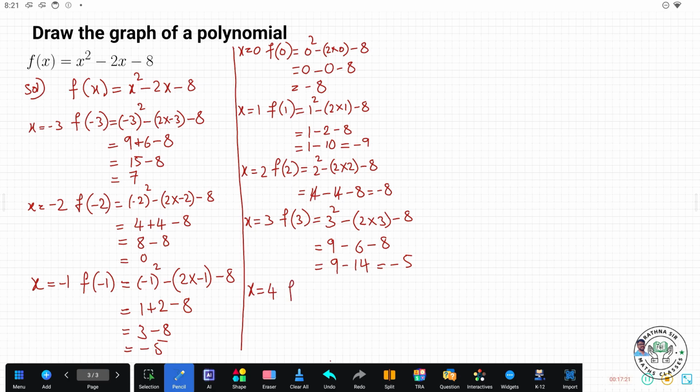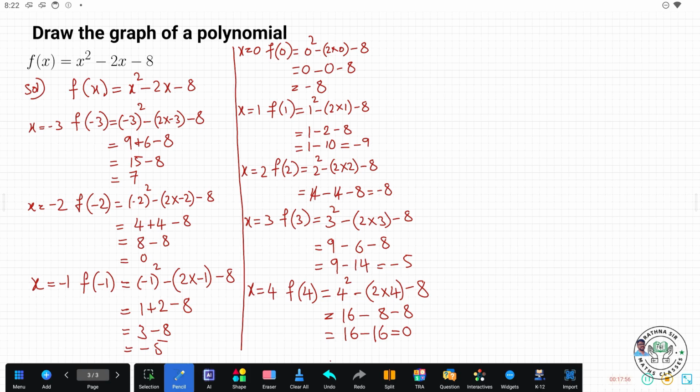So f of 4, what we will get? 4 square minus 2 into 4 minus 8. Okay, so 4 square is 16, minus 2 4s are 8, minus 8. So 16 minus 8 is 8, minus 8 is minus 16... so 16 minus 16 is 0. Okay, so these are the points.